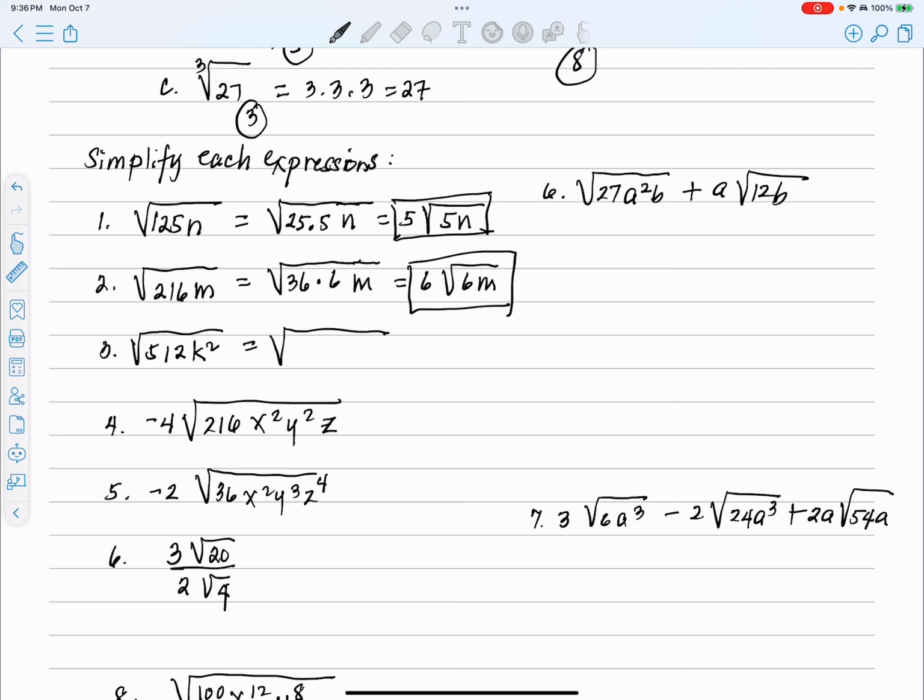I have a square root of 256 times 2 times k squared. Is 256 a perfect square? Yes, the square root of 256 is 16, since 16 times 16. So that is 16. And I have the square root of k squared. So we take out k as the square root of k squared, times the square root of 2. What is left is 2 inside the radical sign. And that is the answer.